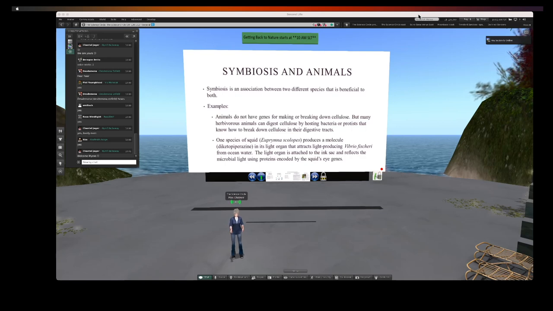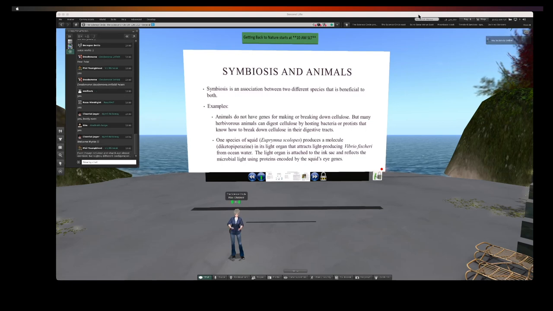Another nice example is a species of squid that has a light organ attached to its ink sac, and it doesn't produce the light itself. The light is actually produced by a bacterium, a vibrio, which colonizes the ink sac and makes the light. It's a very small squid, and so the light helps to hide the squid in the dark, oddly enough. It helps break up its outline so that it doesn't look like it has a shadow.